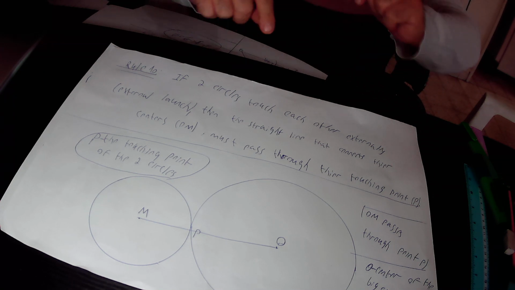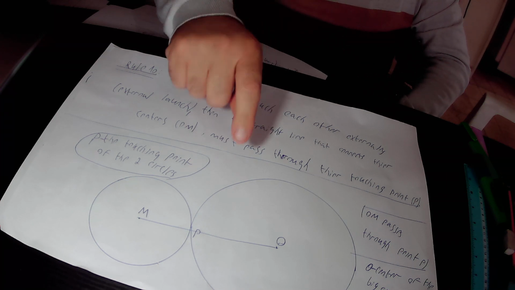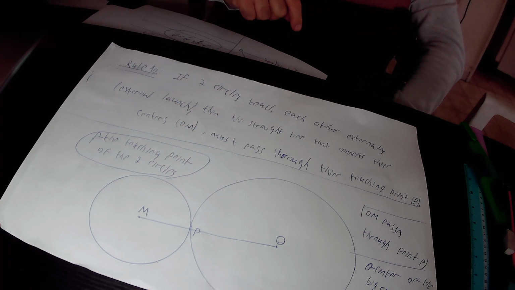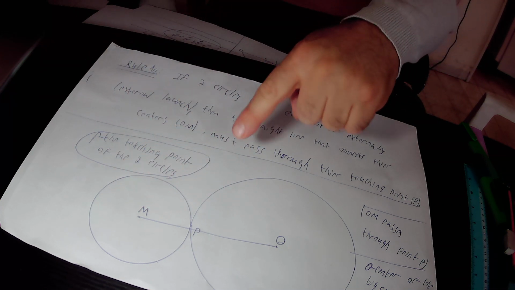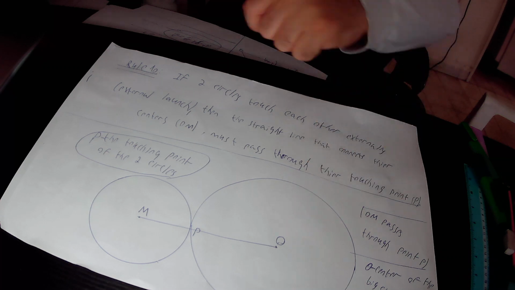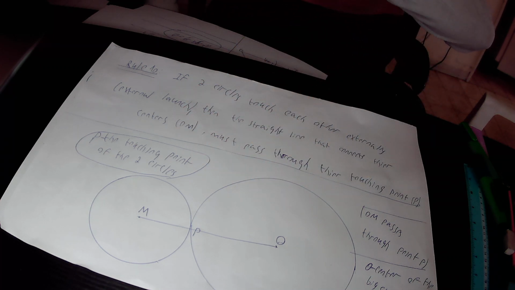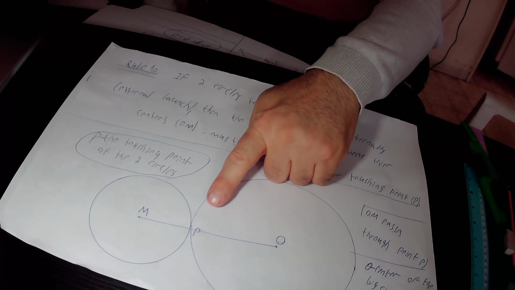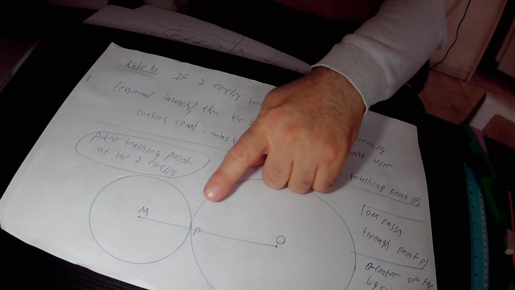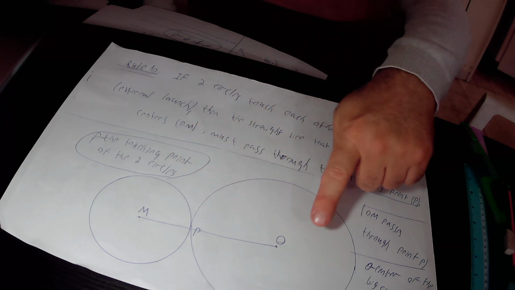In other words, you have two circles and they touch each other externally at this point P. The center of this small circle is at point M. The center of this big circle is at point O. And the straight line that connects the centers together is the straight line MO, of course. This straight line MO must pass through point P, that is their touching point. Again, MPO is one straight line.